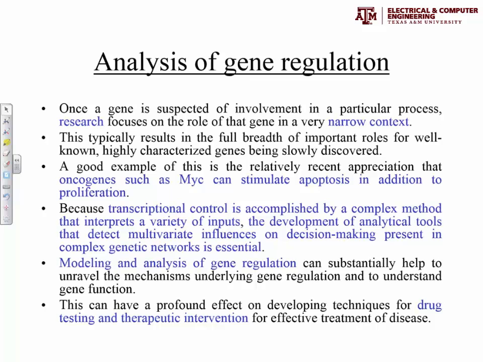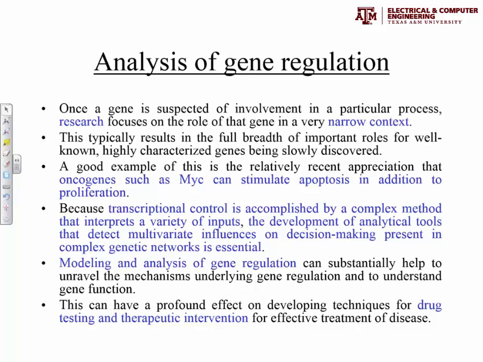So, MYC is an oncogene, right? You remember what an oncogene is, okay? It's basically a proto-oncogene, a gene that is supposed to turn on cell division, or accelerate cell proliferation when there is a need. If that gets mutated, then you get an oncogene. So MYC is an example of an oncogene, but it can not only stimulate cell proliferation, it can also stimulate programmed cell death, or apoptosis.